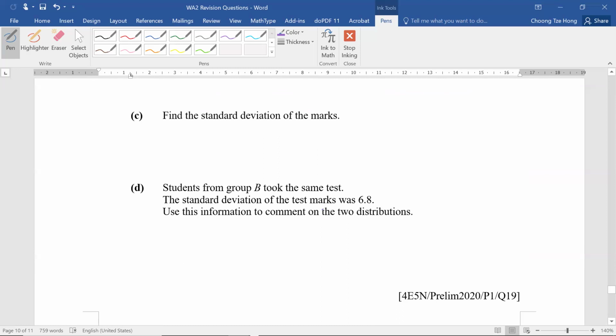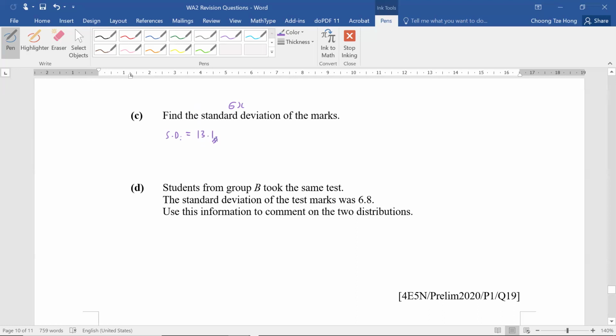Okay, so find the standard deviation of the marks. Same thing, if you have stored the values earlier, then you will be able to recall it from your calculator. In your calculator, the symbol for standard deviation is this. If you calculate the standard deviation, you should be able to get 13.1. As you can see, the standard deviation is also quite big.